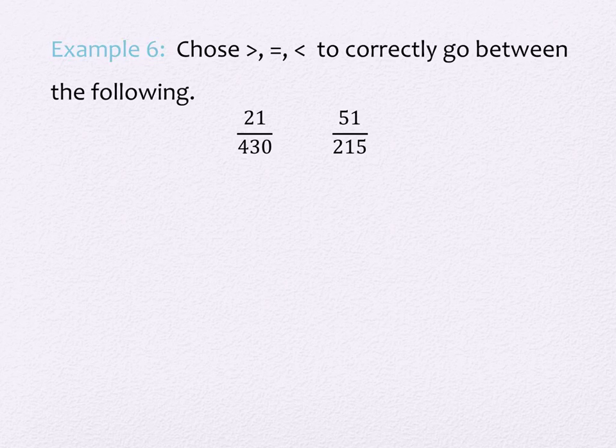When you're actually looking at 2 problems in particular, like this one, you can probably also look at it and make an educated guess as to which direction it should go. So we're going to educated guess this, and then we're going to do it using one of those other methods to check to make sure that we actually are thinking about it correctly. The first one is 21 over 430, and the second one is 51 over 250. Can you make an educated guess as to which one should be bigger?